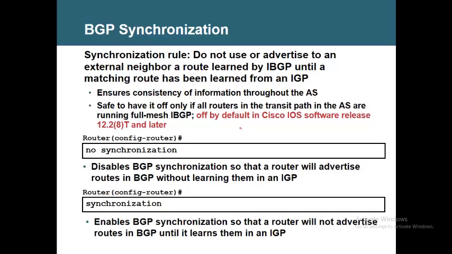The synchronization rule is not necessary, but just for knowing, we learned that the synchronization rule states that you should not use or advertise a route learned from an iBGP to eBGP. You should not give it to any eBGP until an IGP routing protocol matches with the same route. It's off by default, so you don't need to worry. It is good that it is off. Otherwise, all the BGP networks are expected to be seen in OSPF. Only then will they get advertised.